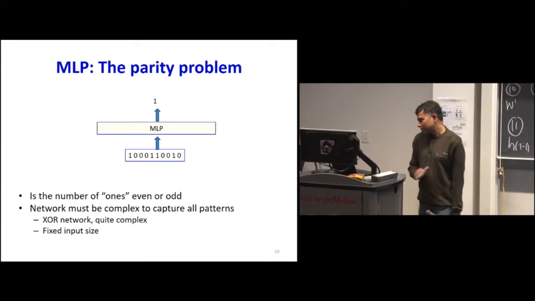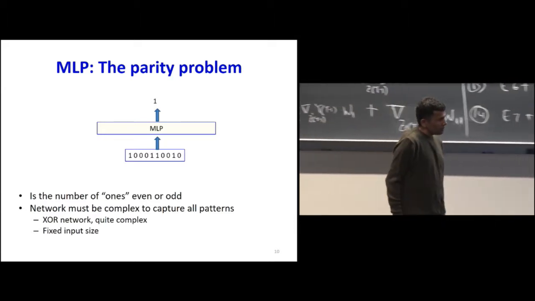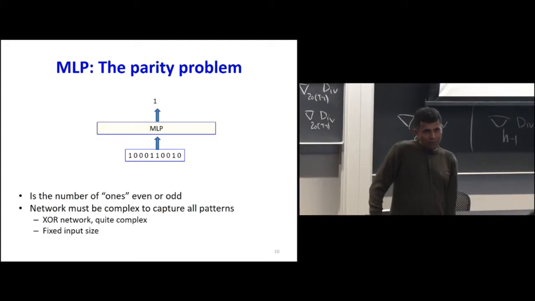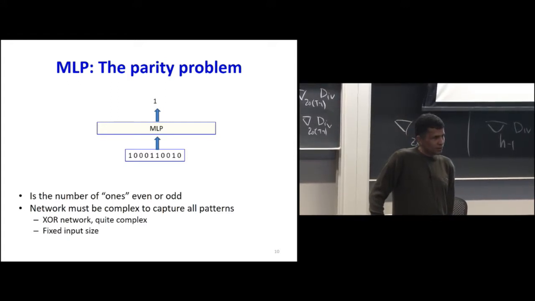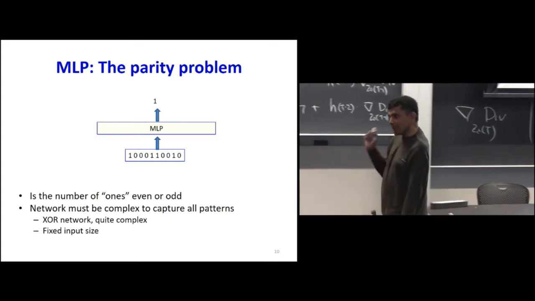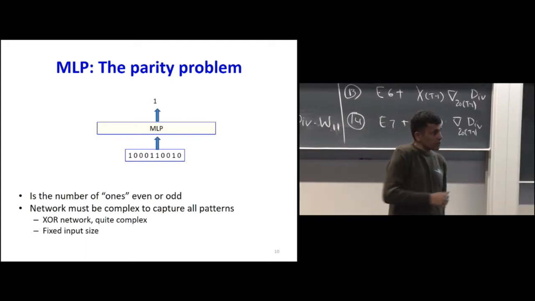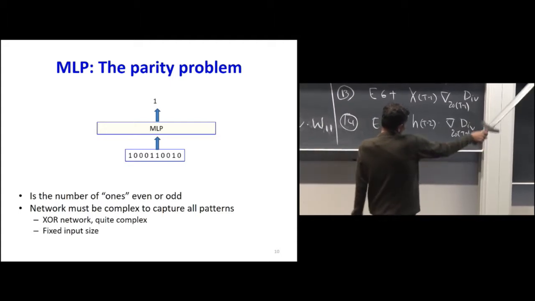The parity problem. I want to tell you if the number of ones in this input is even or odd. We've looked at exactly this problem before. What is this problem? Anyone who was here in lecture 2? Pardon me? XOR. This is just an XOR, right? The parity is just the XOR of all of the input bits, right?